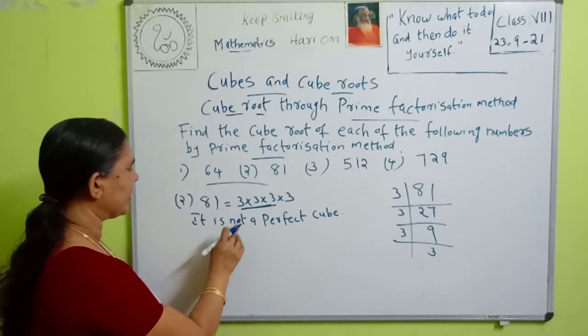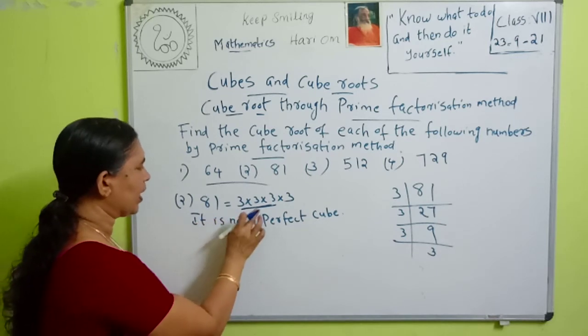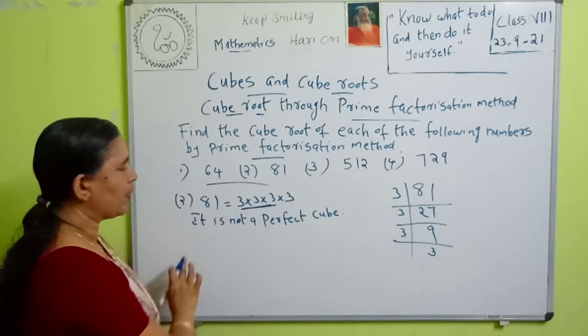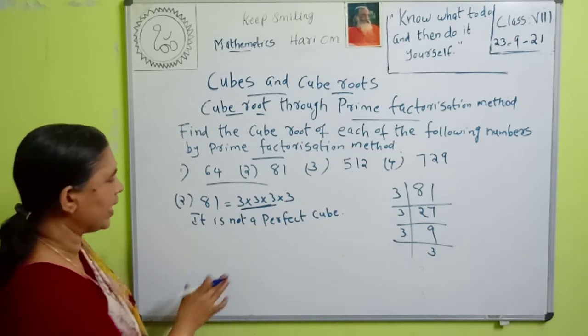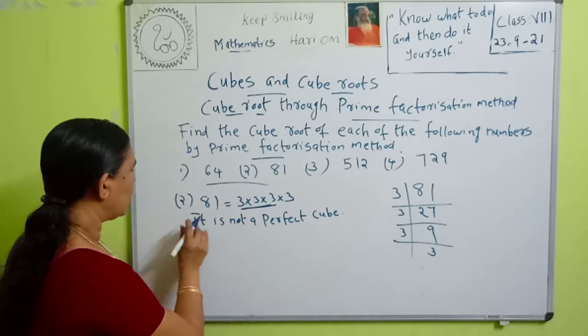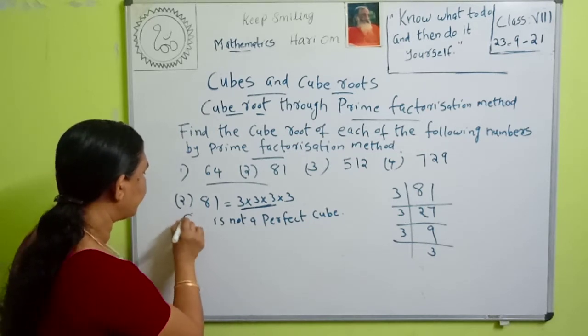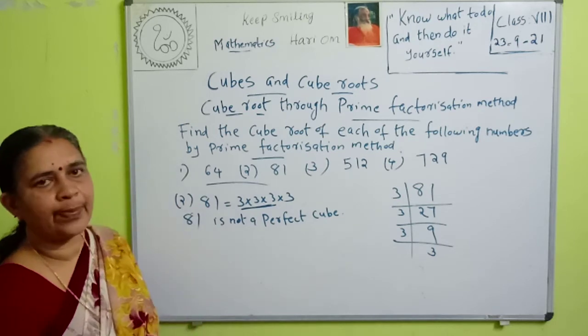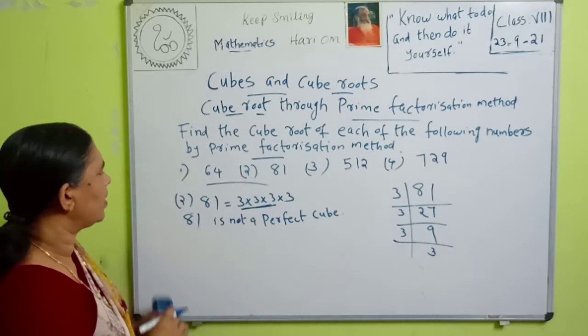So, what can we write here? 81 is equal to 3 into 3 into 3 into 3, but it is not a perfect cube. So, you write here, 81 is not a perfect cube. Okay.